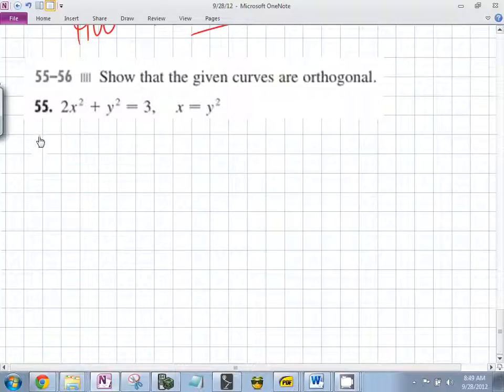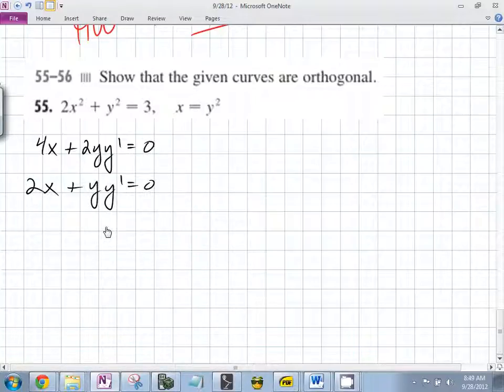Plus equals 0. So let's divide by 2. So what do you end up with? Y prime is equal to negative 2x. Are we okay with that? Yeah. Okay, let's do the derivative over here.